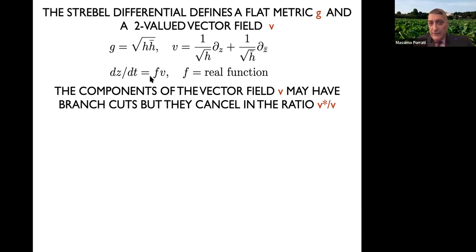So the point is that you have this quadratic differential that is defined on the Riemann surface, and it may have some zeros at some point. In terms of this differential, you can define a vector field. The vector field may have branch cuts because it's defined in terms of square roots of this object h, but actually they cancel in the ratio when you take the complex conjugate of the vector field divided by the vector field. As it turns out, this is the quantity that will enter in our calculation. So you may say, why don't you start by defining a vector field on the Riemann surface?